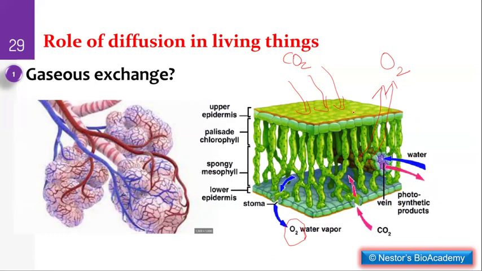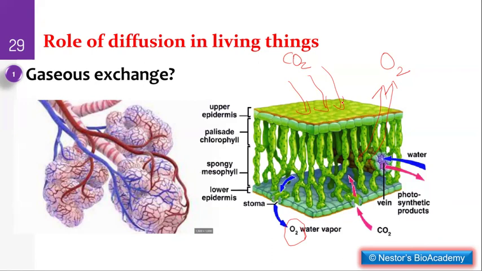At night, when now we don't have sufficient light, respiration becomes the dominant process. And because of that, it will now be the reversed process. Now, carbon dioxide tends to diffuse out of the leaves and oxygen gas tends to diffuse into the leaves.